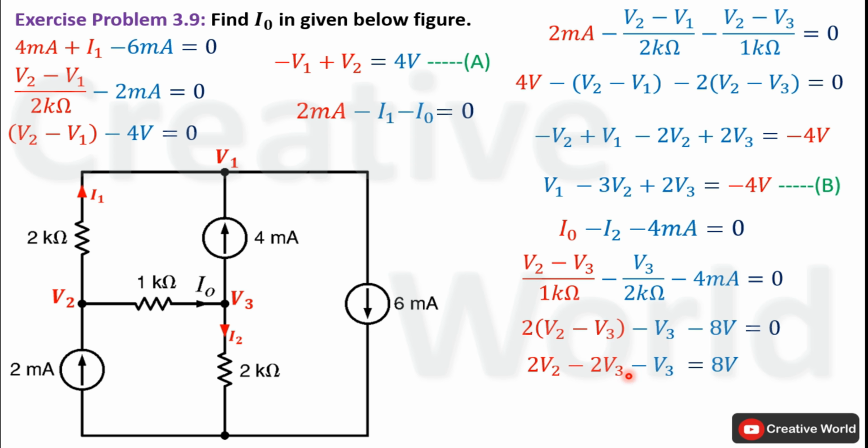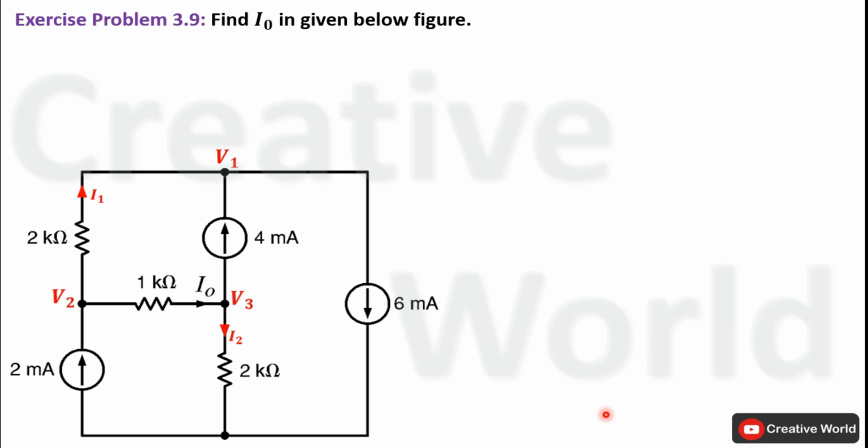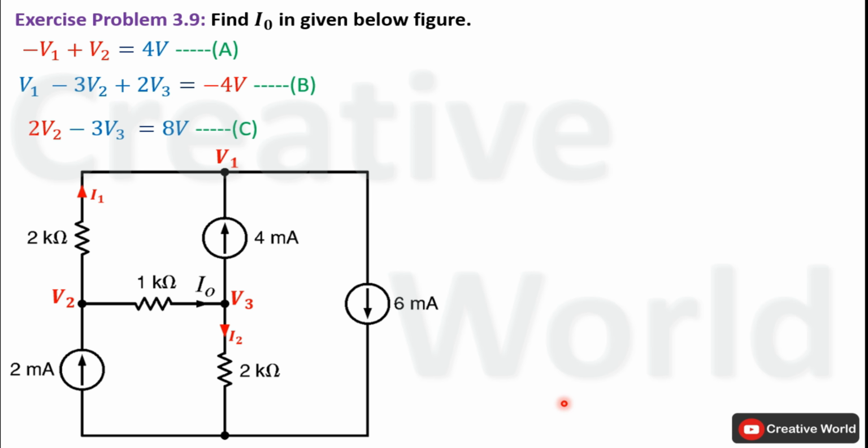Add values having the same variables together. The equation will become 2V2 minus 3V3 equal to 8 volt. We cannot further solve this equation, so leave it for now and label it as equation C. Up to this point, we have retrieved 3 node voltage equations from this network. Now we will solve these equations to find out voltages V2 and V3.